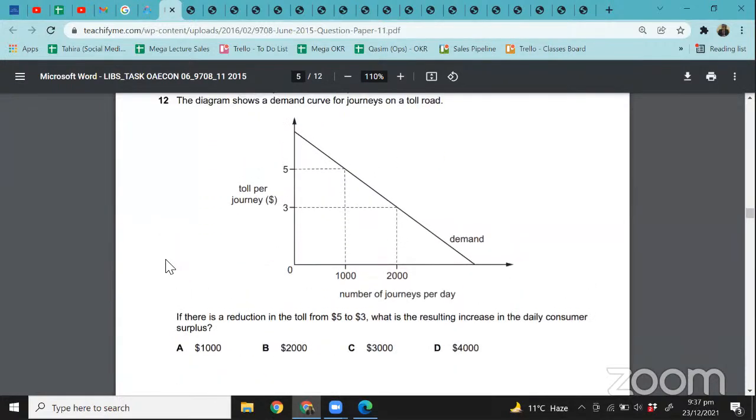Okay. Now the next question says the diagram shows the demand curve for journeys on a toll road. If there's a reduction in toll from $5 to $3, what is the resulting increase in the daily consumer surplus? Interesting. What is the resulting increase in the daily consumer surplus if the price falls from $5 to $3?